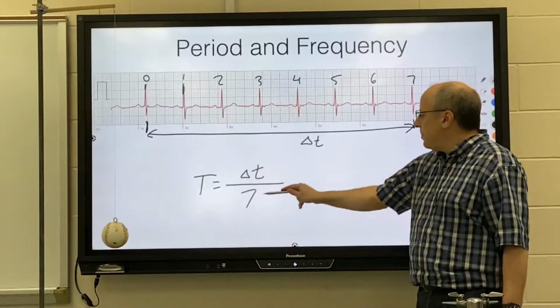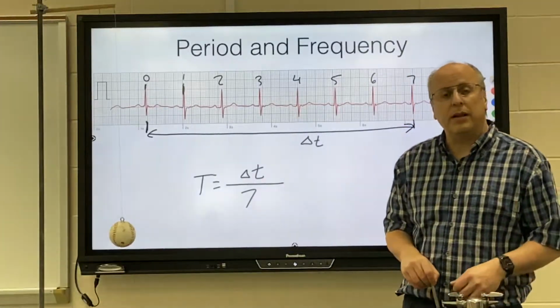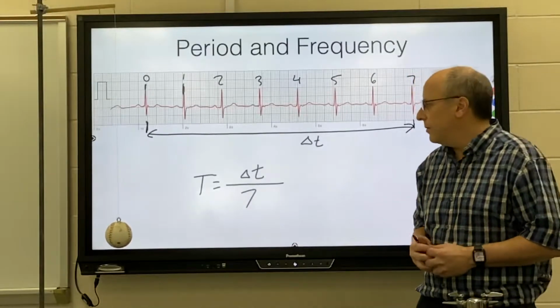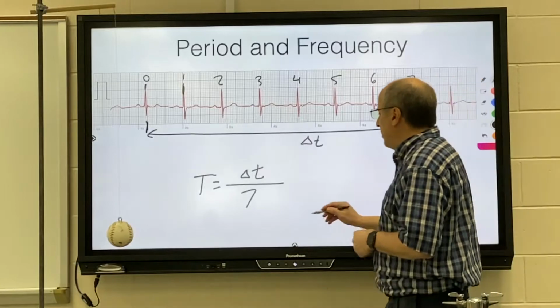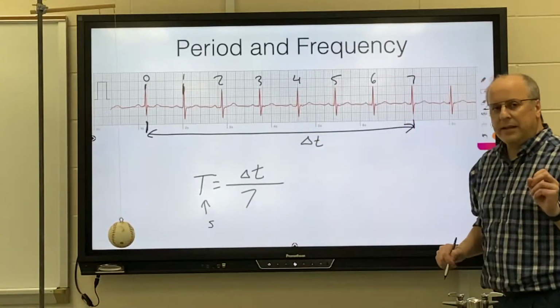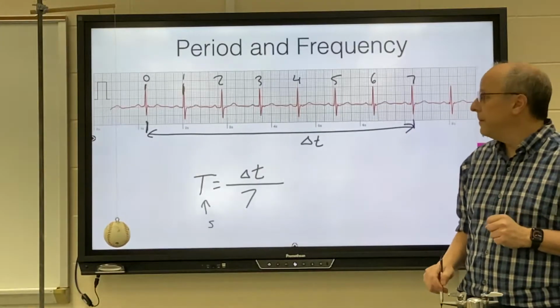And notice that you could pick any number of cycles that you want. A larger number tends to give you a more accurate result. And again, when you get your answer, it's measured in seconds. That is what we mean by period.